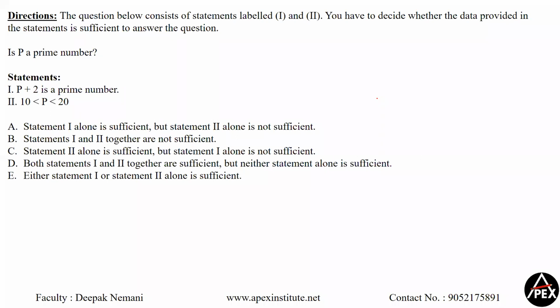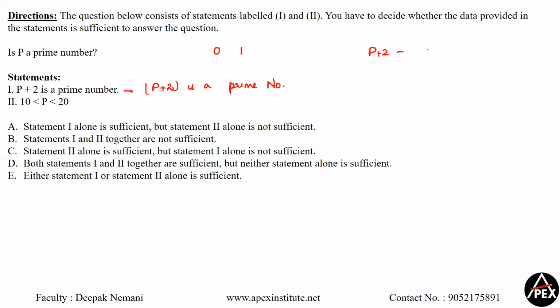So now we have to determine, is P a prime number? Now P plus 2 is a prime number. You know that P plus 2 is a prime number. So what can you say about this? What can be the values of P? It can be either 0, okay, then 1, okay, because P plus 2 is a prime number, isn't it?